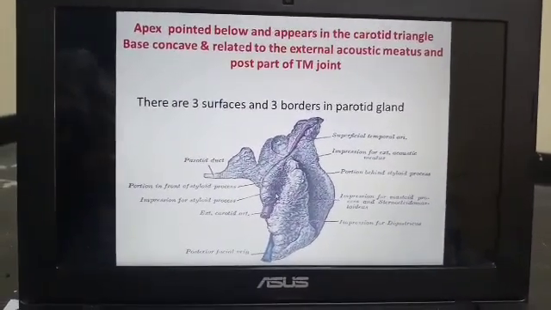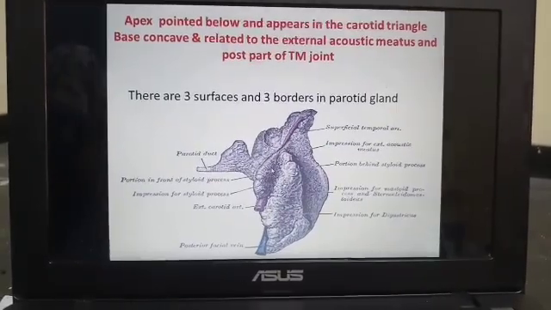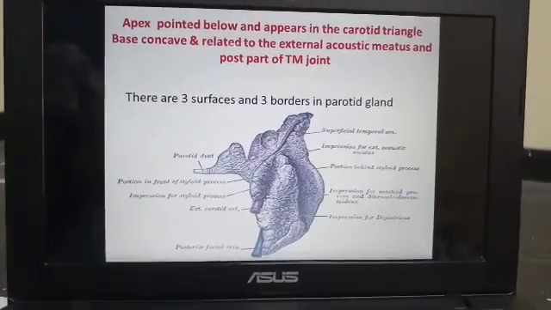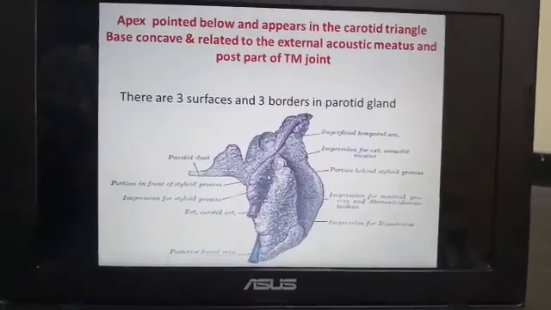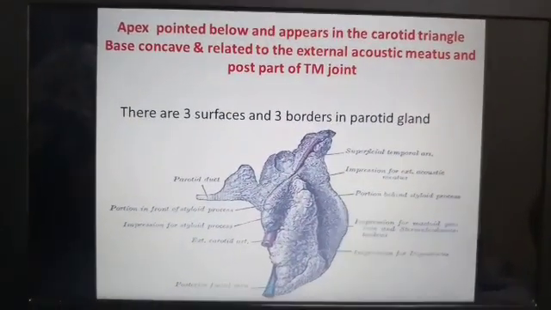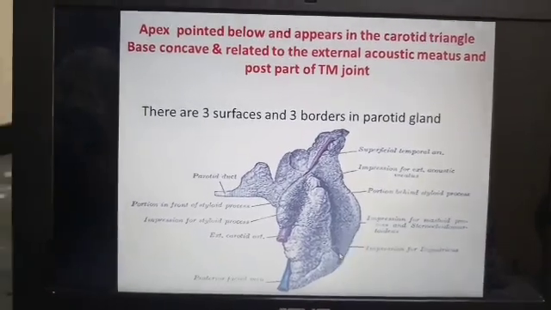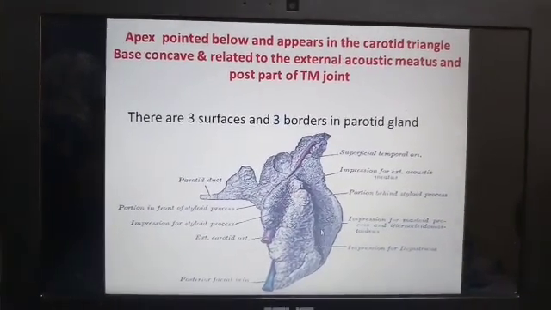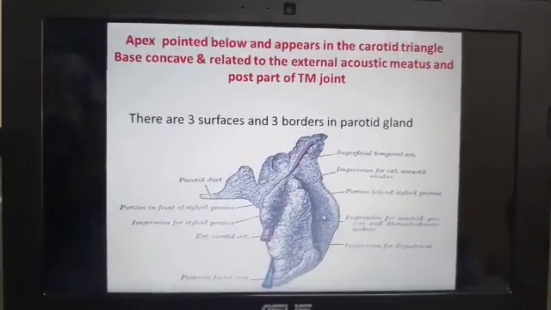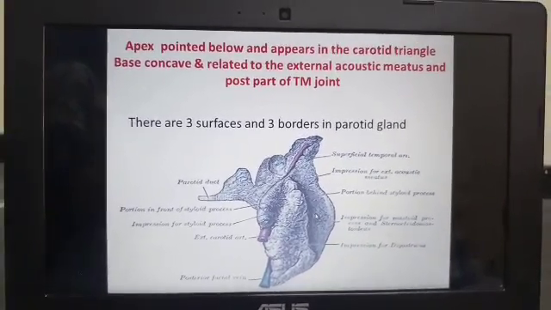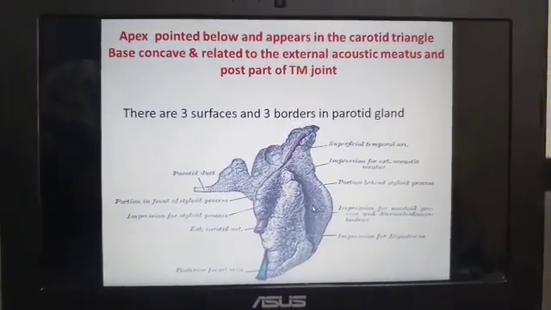Anteriorly we find this is the impression for the ramus of the mandible and the styloid process also, and this is the part in front of the styloid process which is called the pre-styloid part, and posteriorly this is the post-styloid part. This is the impression for the digastric muscle and impression for the mastoid process, as also the sternocleidomastoid; they lie in the posteromedial surface.